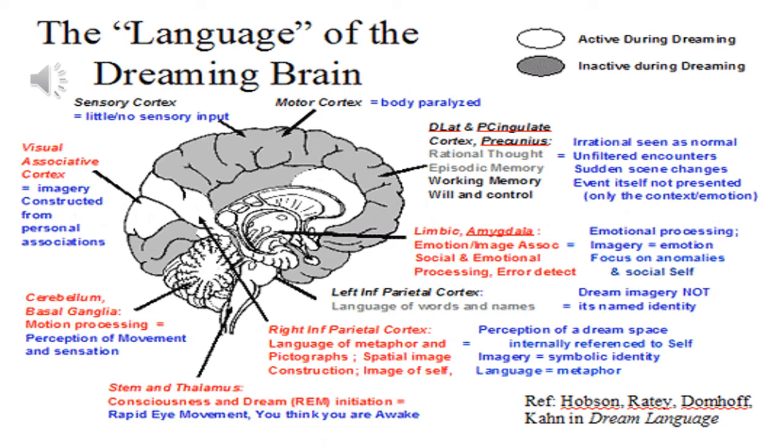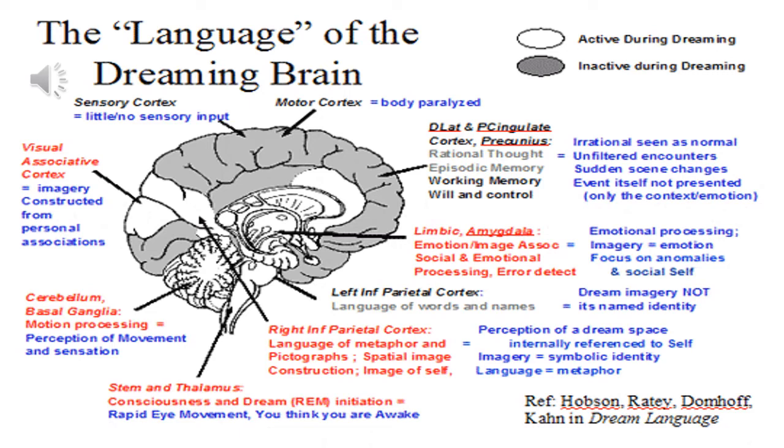You see that the body is paralyzed, like we said earlier. And then working memory, the will and the control are also reduced. So you have this irrational behavior that happens when you're dreaming, almost as though you can't control it. But you can still feel it. That's the amygdala emotion component of it.